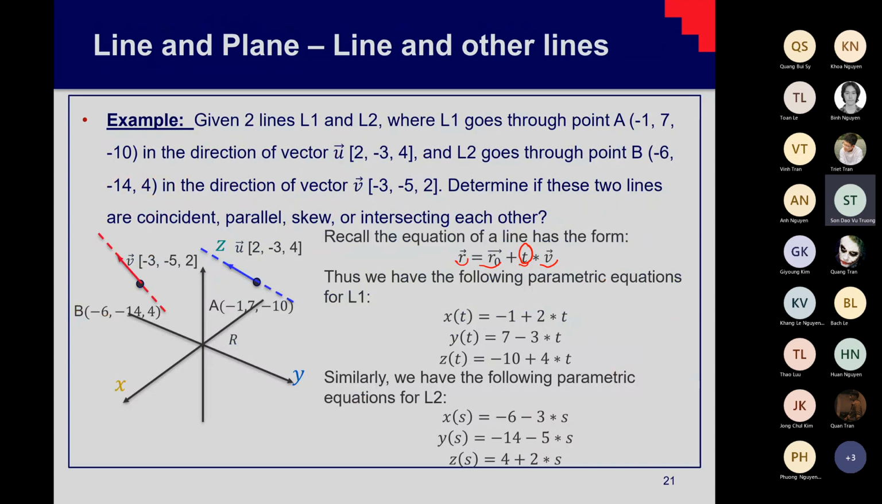So let's take a look at the first equation for line number 1. For line 1, we have the point A (-1, 7, -10), therefore x(t) equals -1, in the direction of vector (2, -3, 4). So plus 2t, y(t) equals 7 minus 3t, z(t) is -10 plus 4t. Okay, and we can do the same.